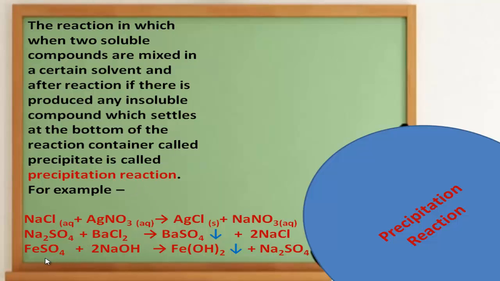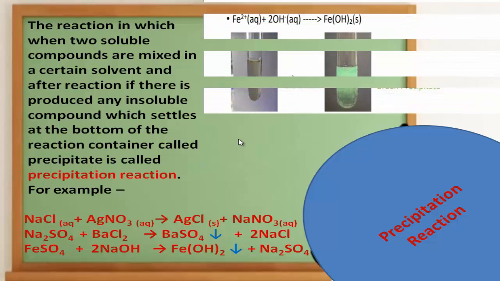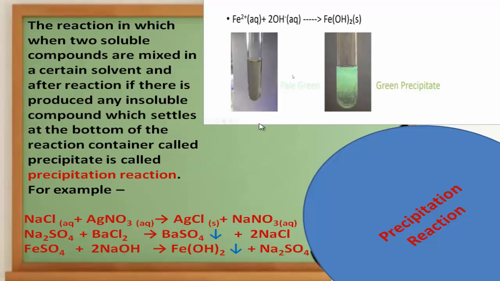For example, when ferrous sulfate reacts with sodium hydroxide aqueous solution, ferrous hydroxide and sodium sulfate are produced, and this ferrous hydroxide settles at the bottom as a green color precipitate. Follow this picture here. This is the solution of ferrous sulfate and sodium hydroxide, but after the reaction a green color precipitate of ferrous hydroxide is produced, and inside this there is also sodium sulfate solution, but this is water soluble.